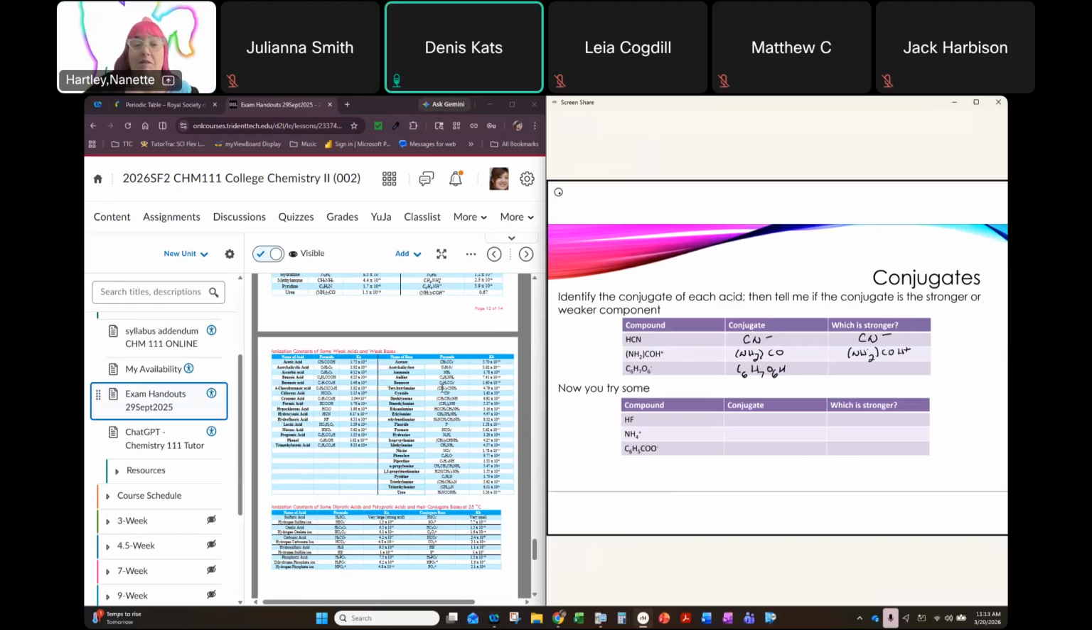Yeah, the question wasn't which is stronger among the three, it was stronger between the compound and its conjugate. Correct. That was what that question was about. Okay. Yes. I didn't tell you to rank them. So if I want you to compare the ones that are there, that would be a ranking question.